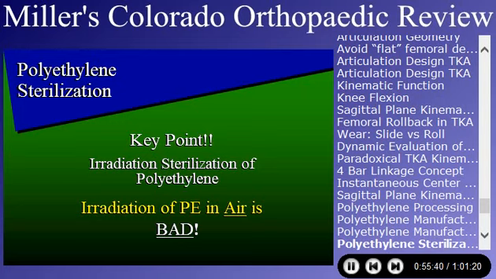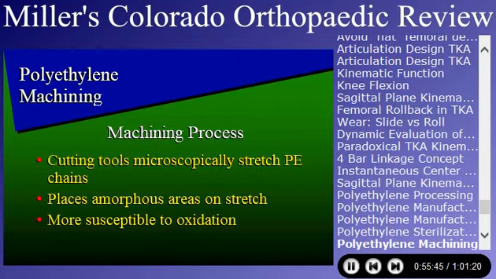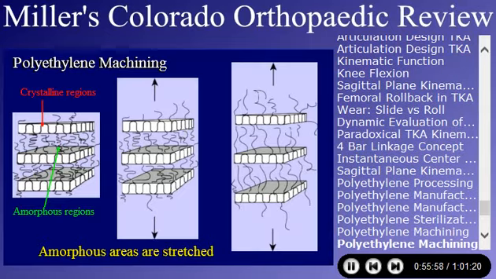One other thing that I didn't talk about in the other lectures is polyethylene machining. The machining process is thought to put microscopic strains on these polyethylene chains. It literally stretches out these polyethylene chains and places the amorphous areas on stretch. Remember, you had the crystalline areas and the amorphous areas. If you machine them, you stretch out those amorphous areas, and they're more susceptible to oxidation. So if you look at polyethylene machining, you have the crystalline regions, which are those areas right there. Remember, I popped out the green laser. Remember green laser style points, okay? And the amorphous areas are right here.